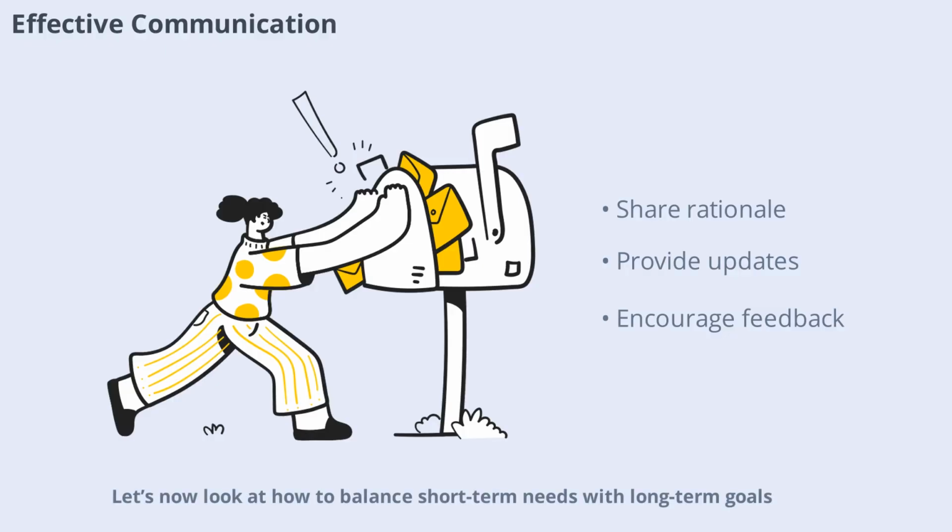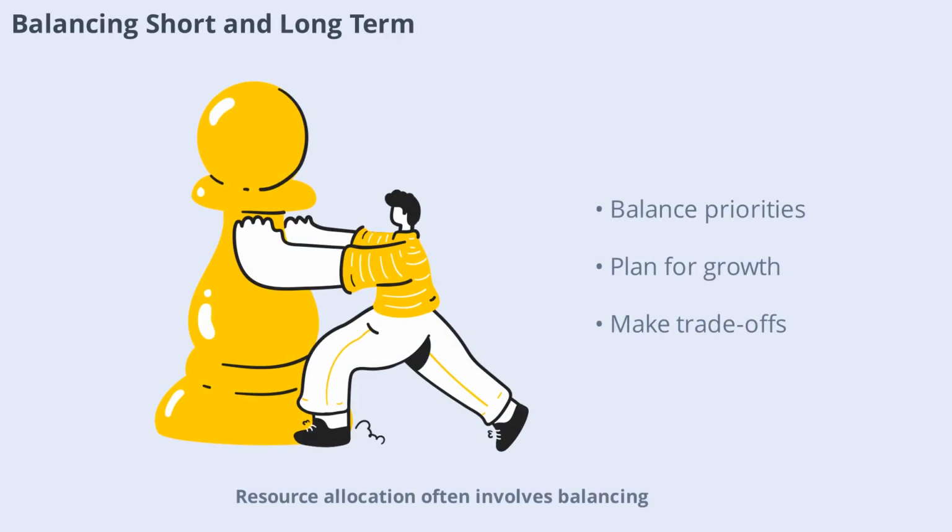Let's now look at how to balance short-term needs with long-term goals. Resource allocation often involves balancing immediate needs with long-term objectives. While it's important to address urgent issues, investing in future growth is equally critical. This balance requires careful planning and a willingness to make trade-offs. By keeping both perspectives in mind, organizations can ensure sustainable success.